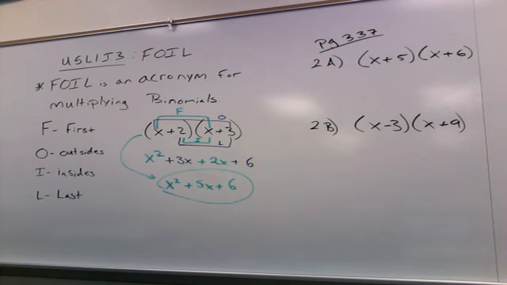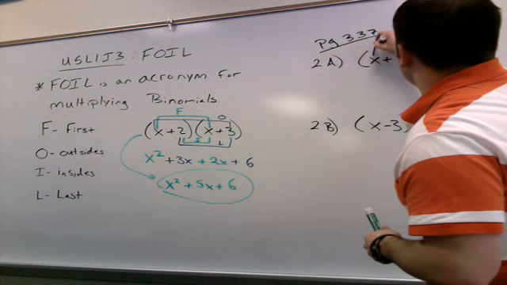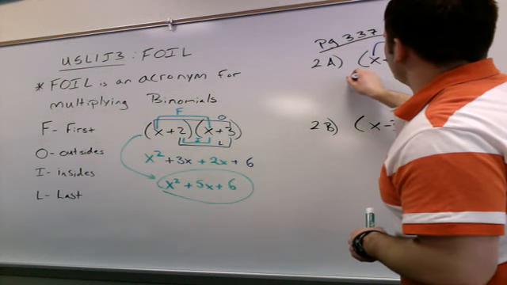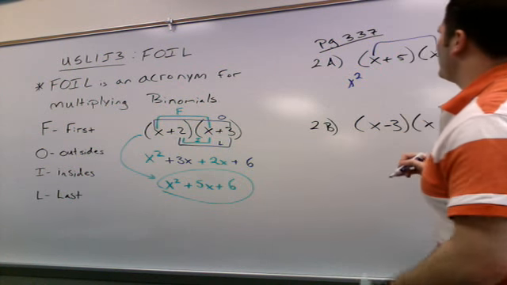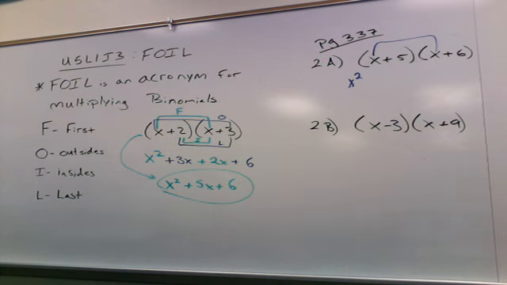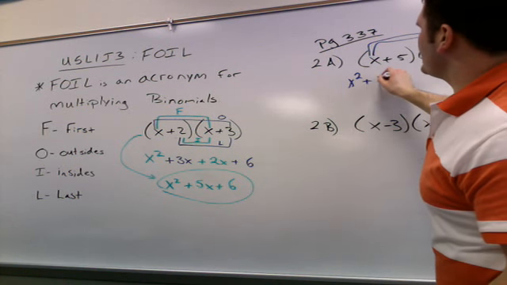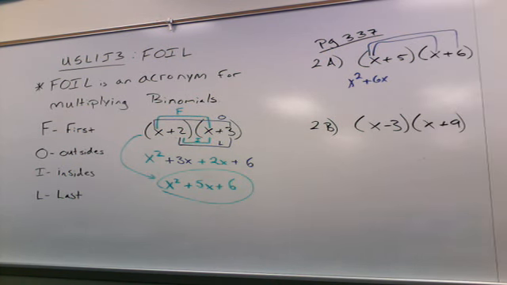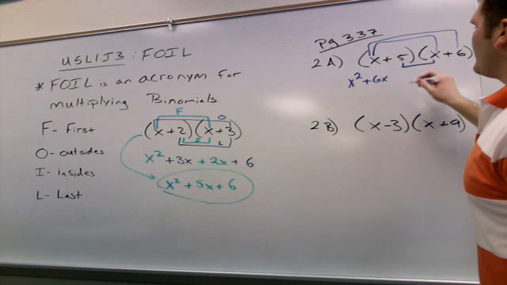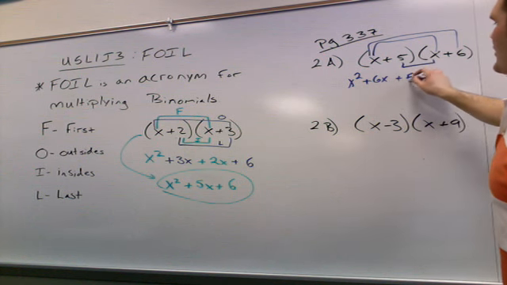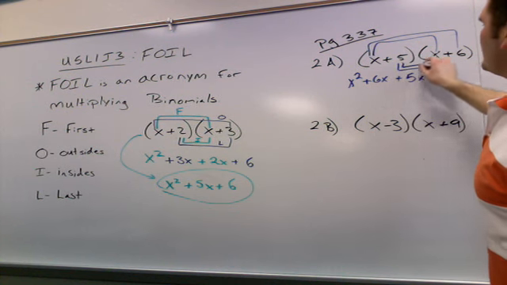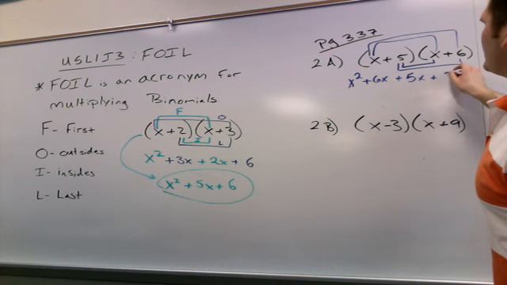They're right here. So I'm going to FOIL 2A. What are my firsts? X and x, right? X times x is x squared. What's my outsides? X and 6. X times 6 is 6x. What's my insides? 5 and x. What's 5 times x? 5x. And what's my lasts? 5 and 6. What's 5 times 6? 30.